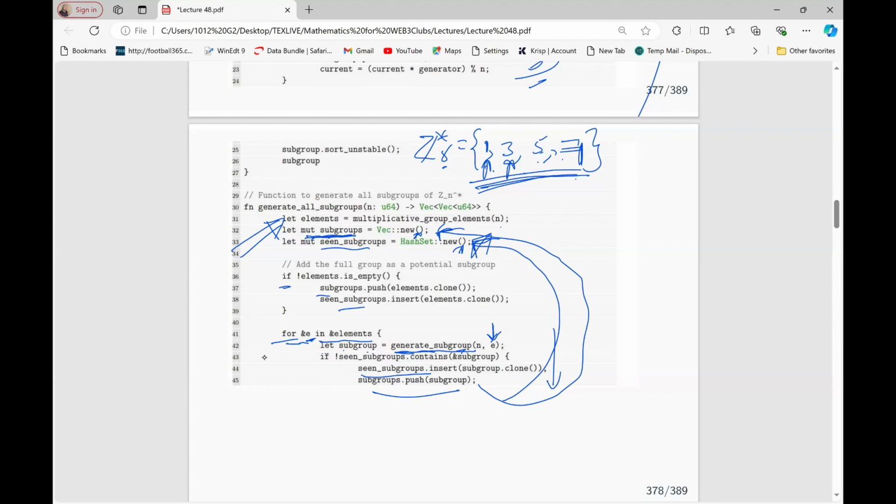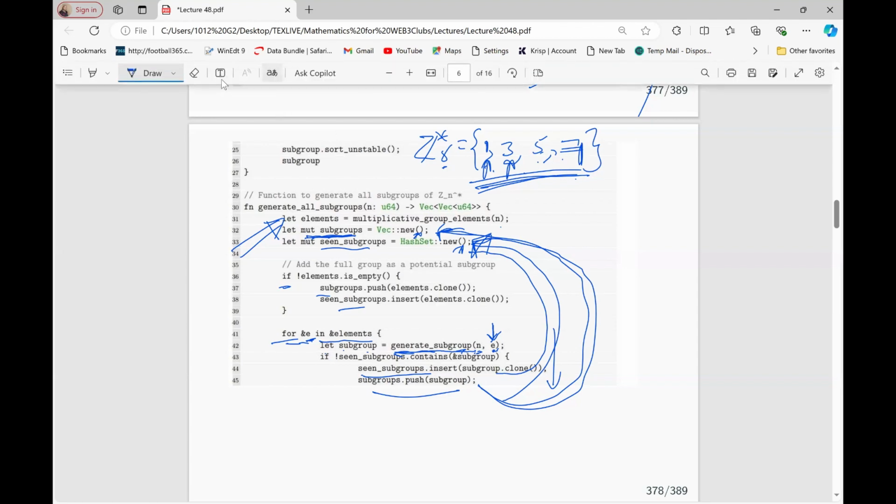It again comes here and asks for n with 3. It asks to generate the subgroup for 3. Is that okay? Once the subgroup for 3 is generated, it inserts it in this hash, this seen subgroup, then pushes it to the subgroups. Then it requests for n with 5, then n with 7, and so on. So that is how this last part will be working.